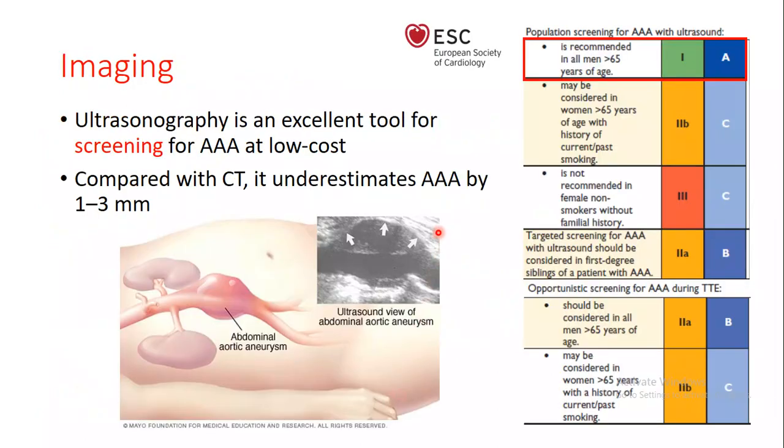And hence the importance of systematic screening for such a silent disease. And actually it is one of the few diseases in the whole of medicine where systematic screening shows mortality benefit. And it carries a class 1A indication in the ESC guidelines: systematic screening for males above 65 years with a curvilinear ultrasound probe, or opportunistic screening during, for example, echocardiography using the echo probe on males above 65 years. Also it should be considered in a female smoker or a patient with positive family history.